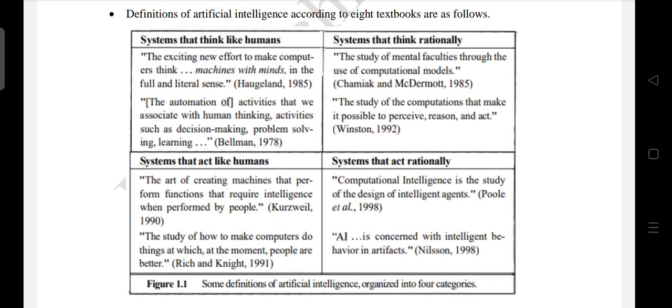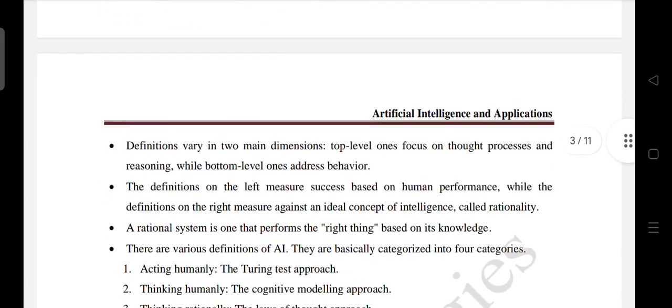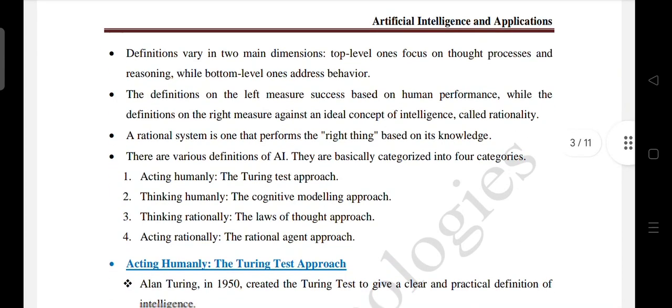Winston, 1992. Systems that act rationally. Computational intelligence is the study of the design of intelligent agents. Poole et al., 1998. AI is concerned with intelligent behavior in artifacts. Nilsson, 1998.